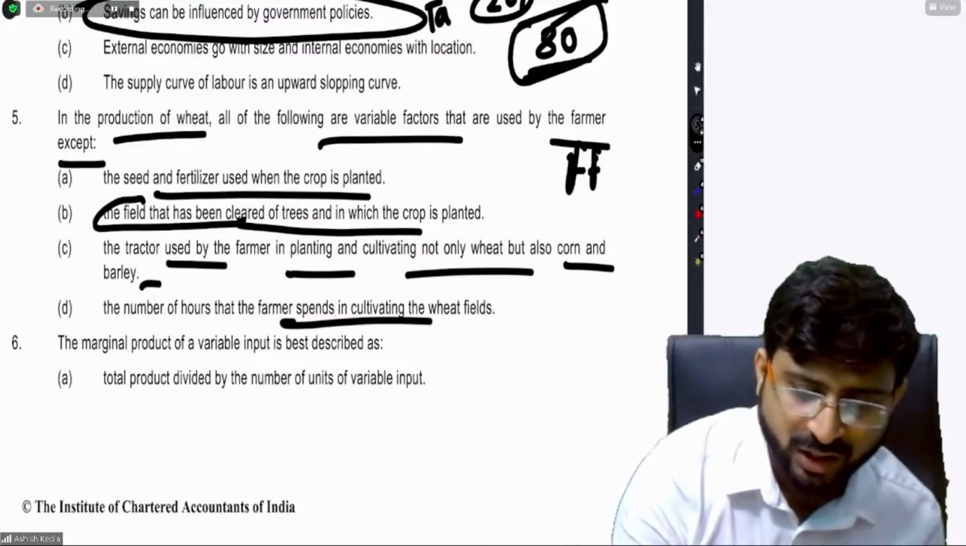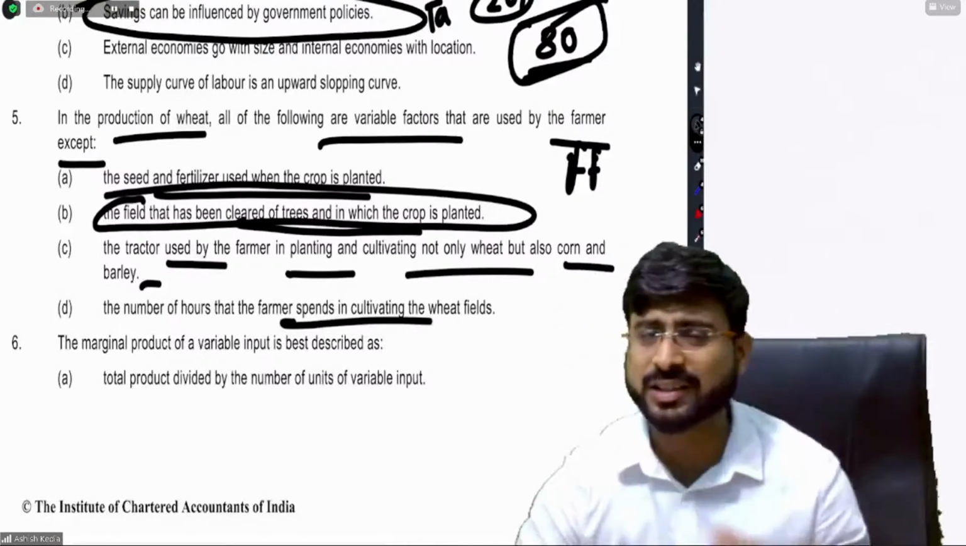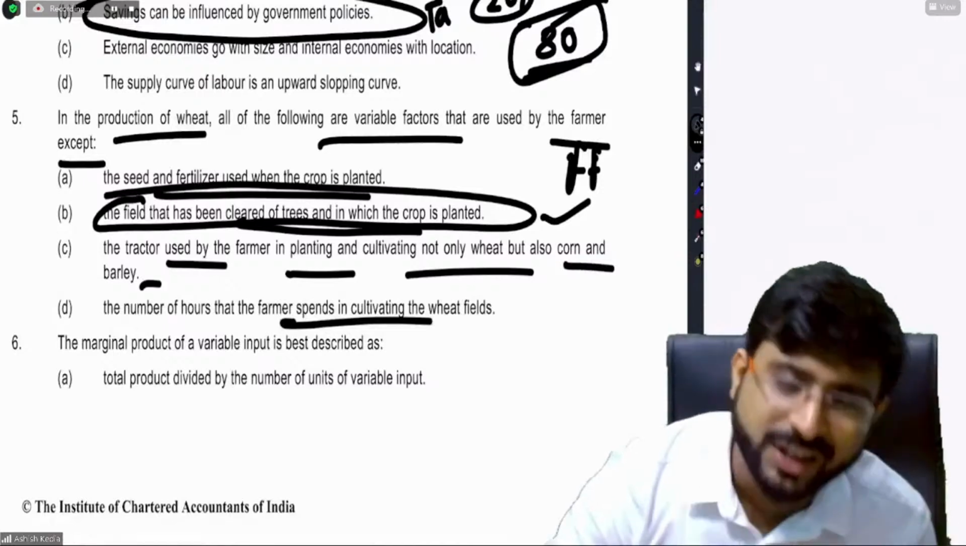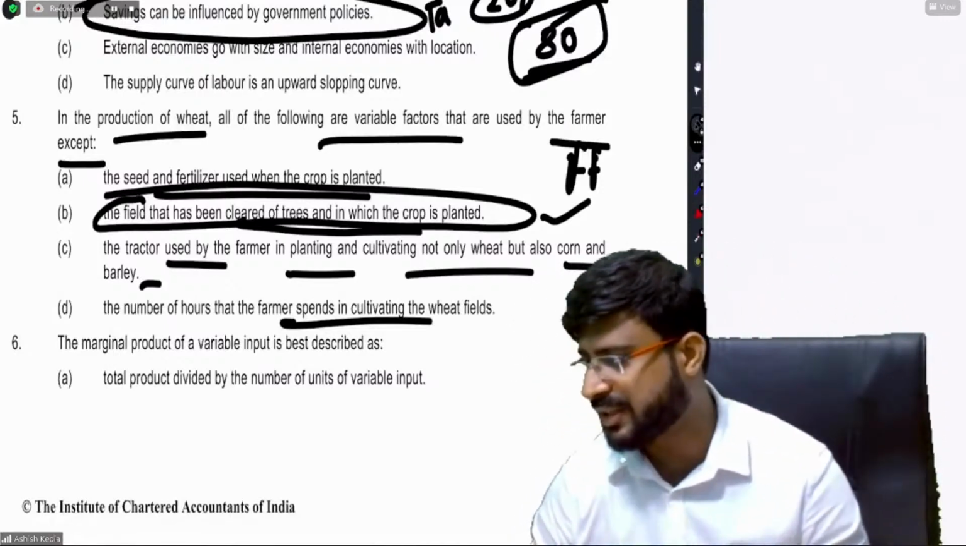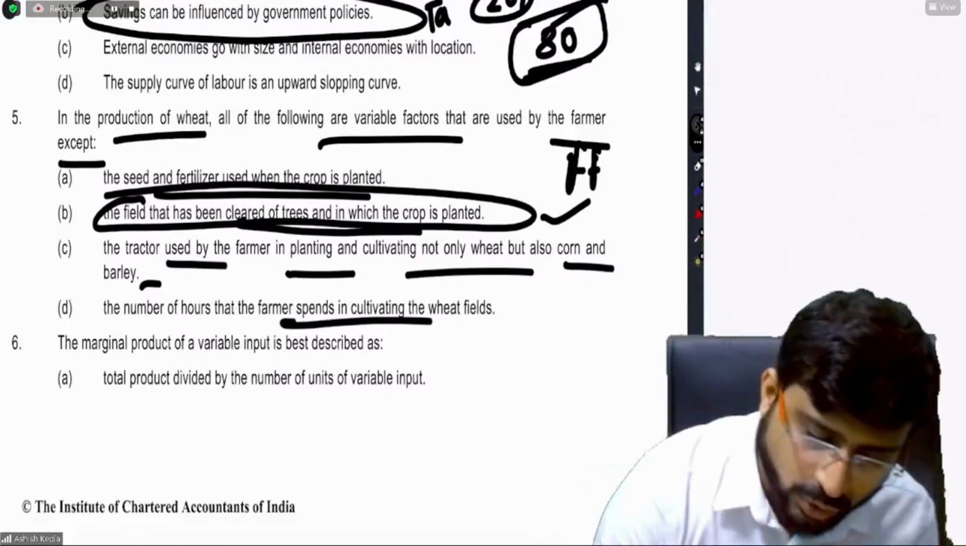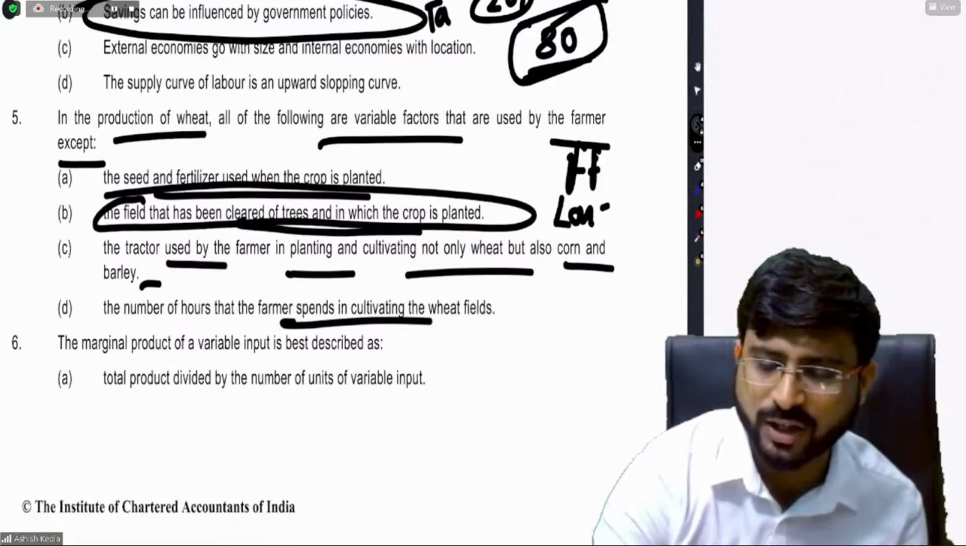Yes. Here, land, the field, is a fixed factor. Tractor, you can bring more than one. But field, now in the short run, you cannot increase. Right? So field is the answer. Understood, not understood, everyone? It is land. Land is the most fixed factor of all.